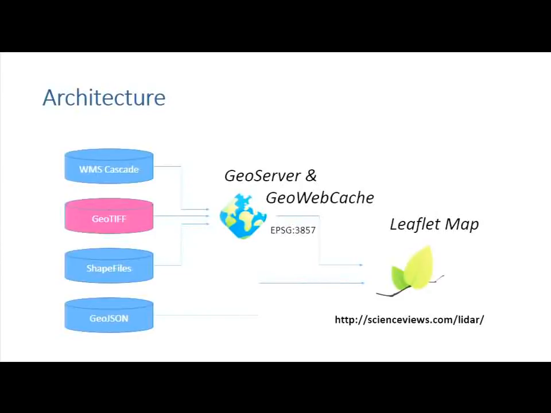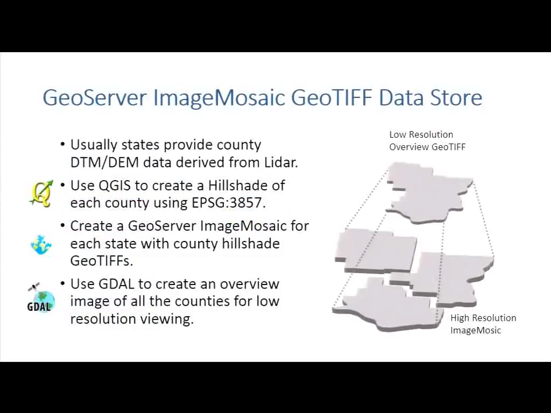For the other states, they publish their data county by county, and so I download that, use QGIS to create the hill shade. I would create a geotiff of each county, and then use GeoServer with an image mosaic data store to put it all together.